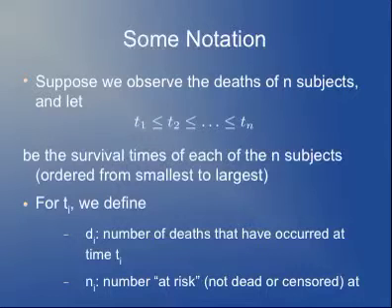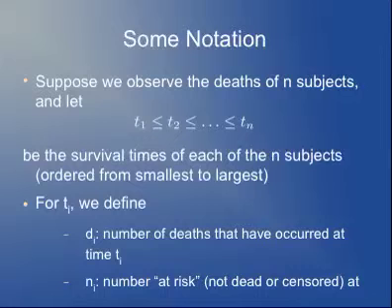So to do this, we establish some notation. I apologize for all the notation here. This really isn't as complicated as it looks, and if you ever need to do this, R will do it for you. But we can use the following notation. Say that we observe the deaths of n subjects, and we'll say these occurred at times t1, t2, up to tn, that are ordered from the smallest to largest.